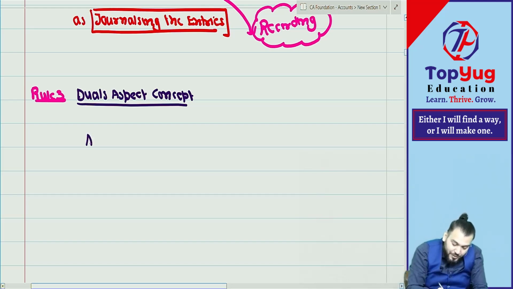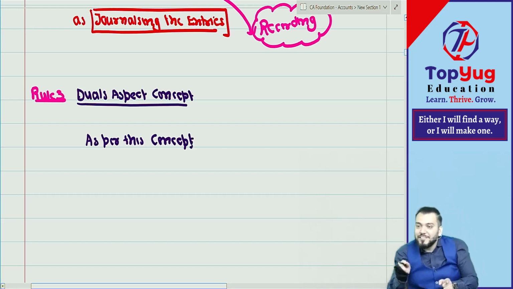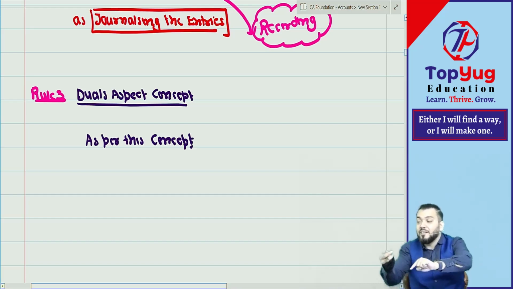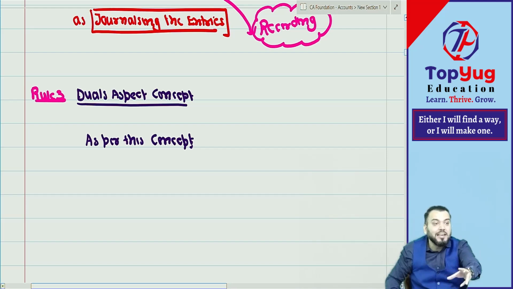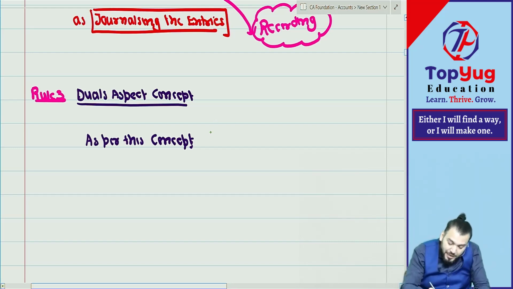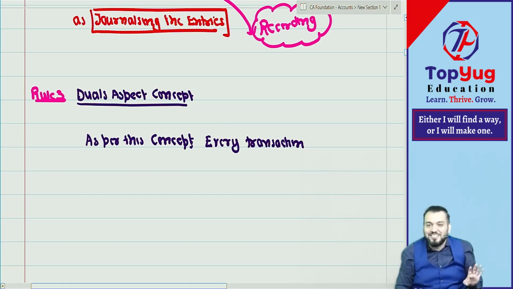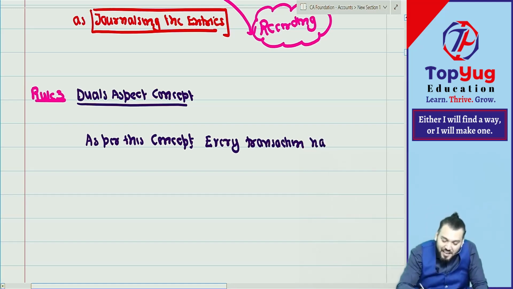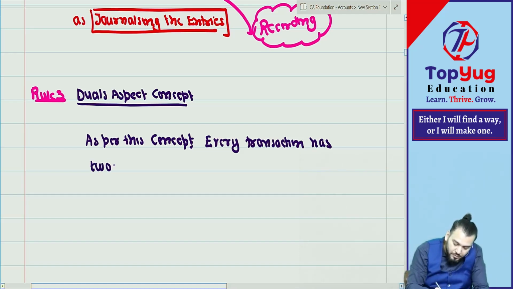So write down, as per this concept. Means I'm writing as per this concept. An accounting concept is an assumption taken. When I come to a convention, I will say as per this convention. You'll automatically understand whether it is a concept or convention. So as per this concept, every transaction, which transaction? I will not say financial transaction. Every transaction has two aspects. One is what? Debit.